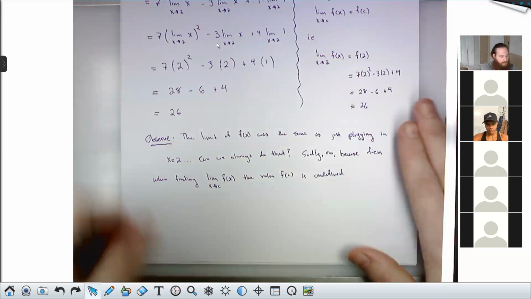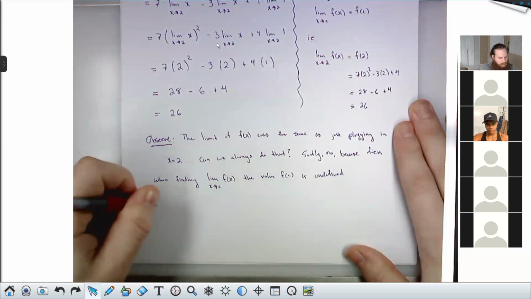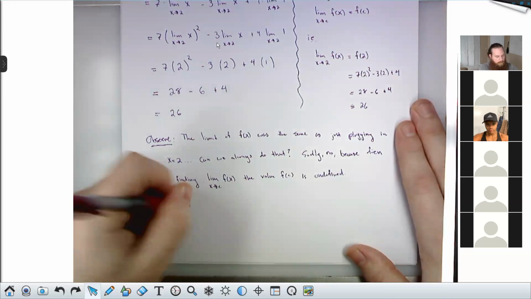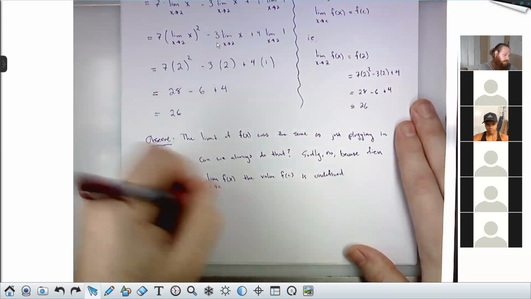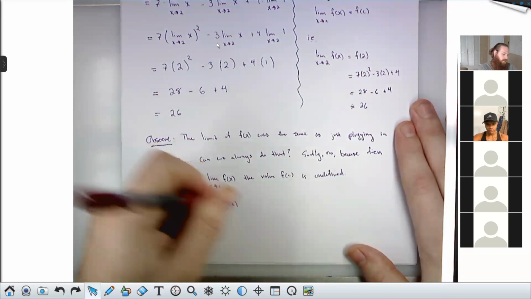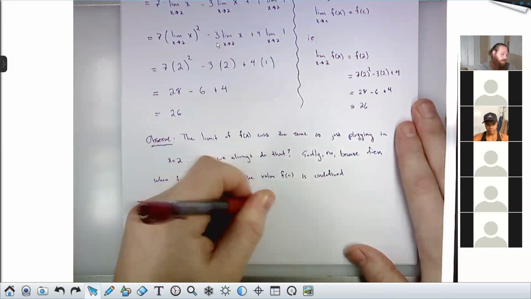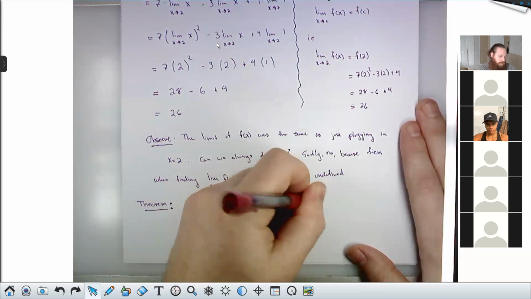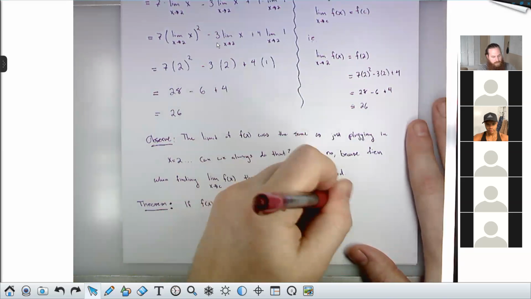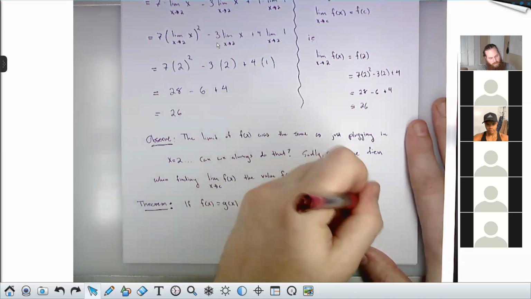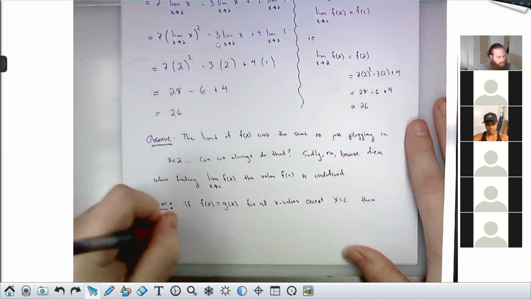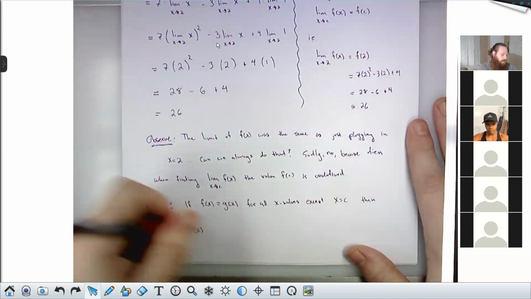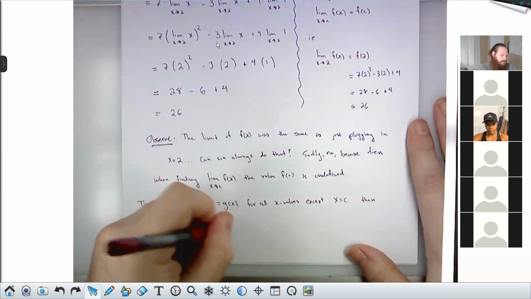The theorem that gets us out of this says this: if f of x is equal to g of x for all x values except right at c, then you can calculate the limit of f of x as the limit of g of x.